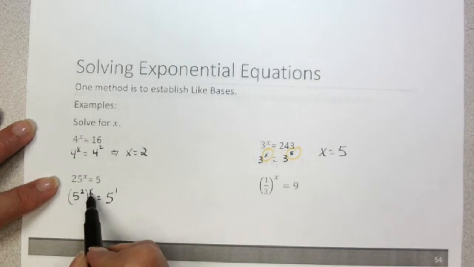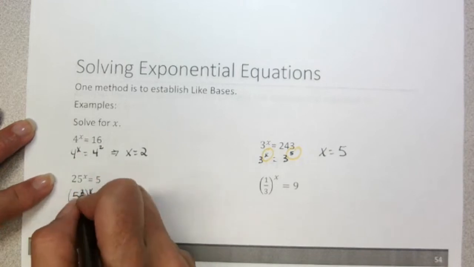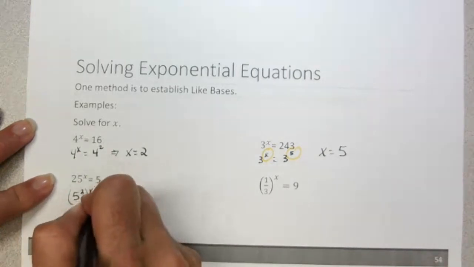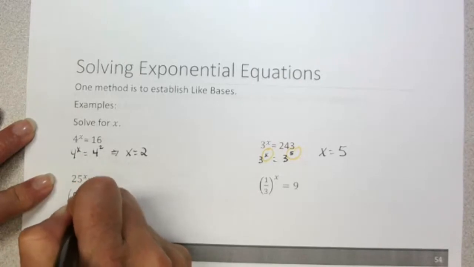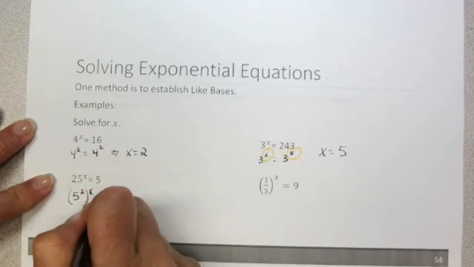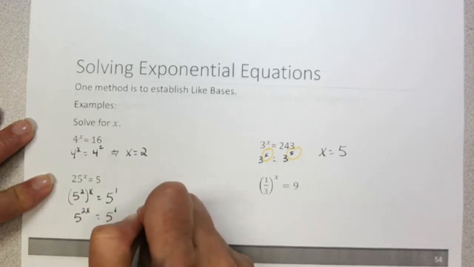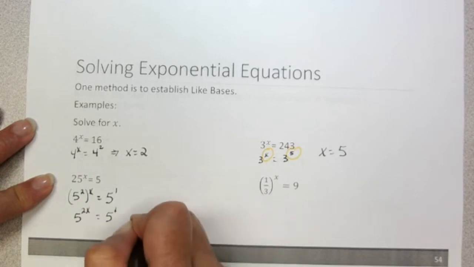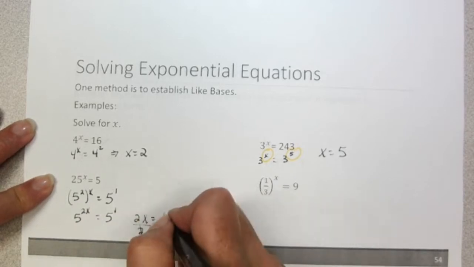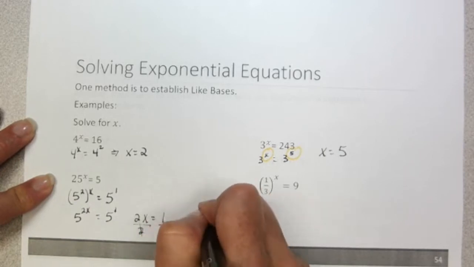When we raise a power to a power, we multiply. So then we have 5 to the 2x power equals 5 to the first power. Now I can use my one-to-one property, and I can say that 2x equals 1. So then dividing both sides by 2 shows us that x equals 1/2.